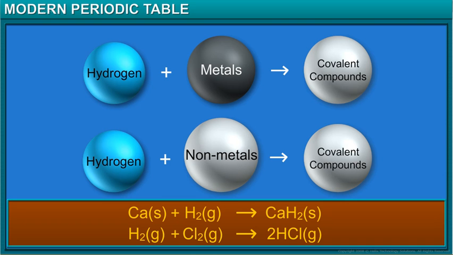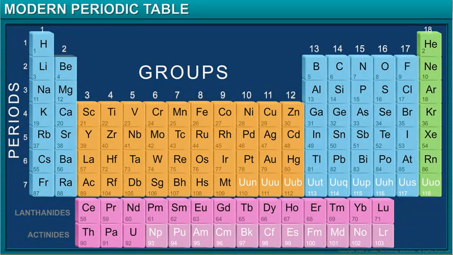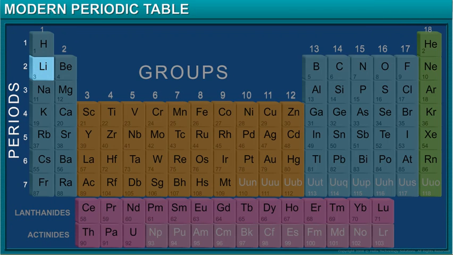When we look at the long form of periodic table, we find that the elements lithium, beryllium, boron, carbon, nitrogen, oxygen, fluorine and neon are present in the second period.